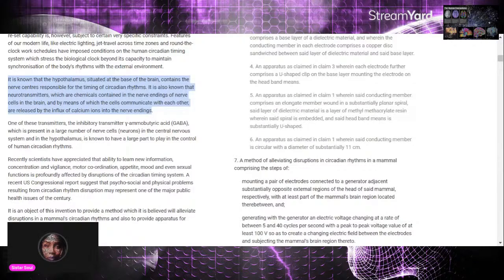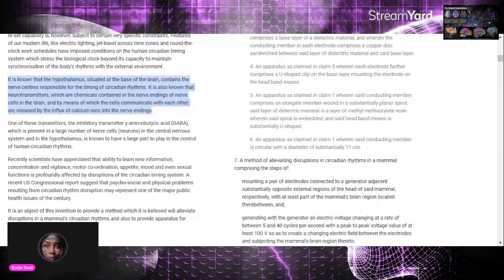It is also known that the neurotransmitters are the chemicals contained in the nerve endings. As I talk to you guys about this all the time, all those neurons are actually the electricity, the electrobiopolymer that helps to function your electrobiopolymer, which is your fiber optic network. This is what the neurotransmitters are. They're your biological fiber optic network, just like computers use a fiber optic network, right? This is why it's able to be manipulated, in coincidence with a particular system, and by means of which the cells communicate with each other and are released by the influx of calcium ions into the nerve endings.